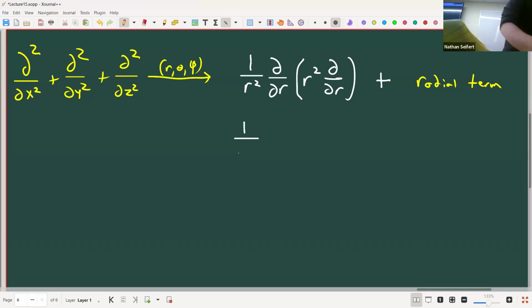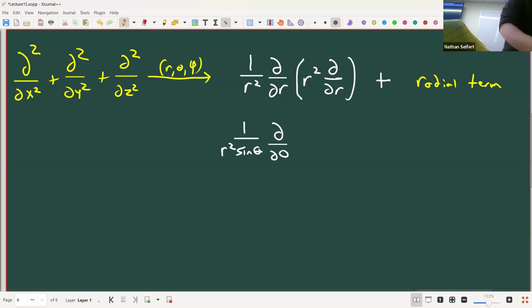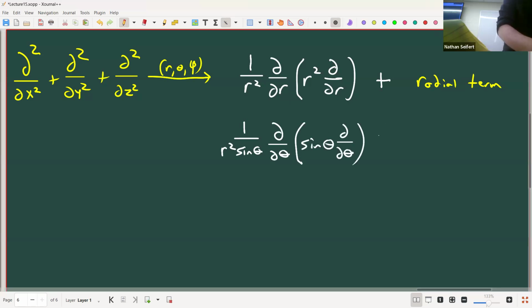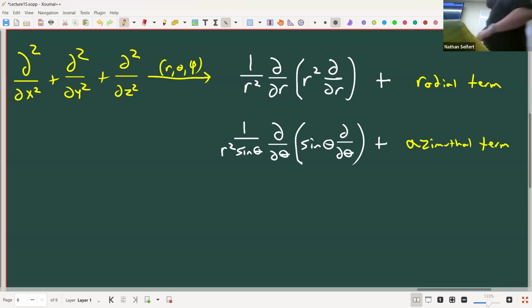Right, and then there's the term in terms of theta. It's 1 over r squared sine theta times the derivative with respect to theta of sine theta d by d theta. Right, this is what we call the azimuthal term. Azimuth is in astronomy, the azimuth is the highest point, the most vertical point in the sky. So you can think about the z-axis as the azimuthal direction. So that's where that term comes from.